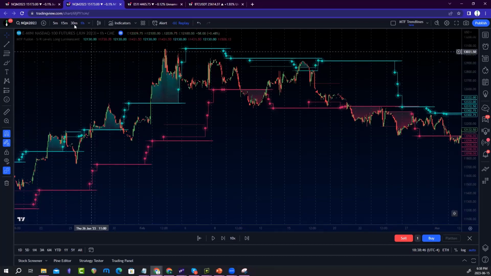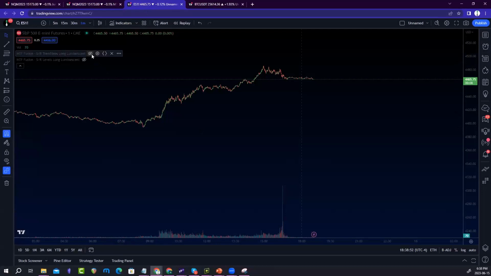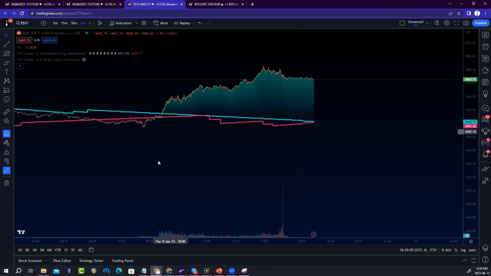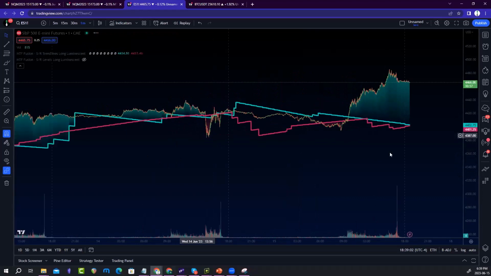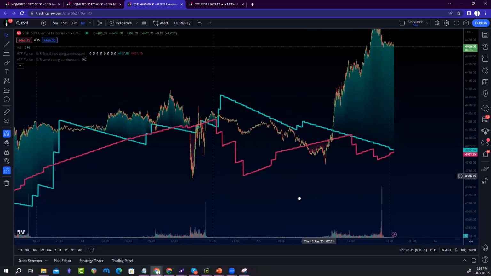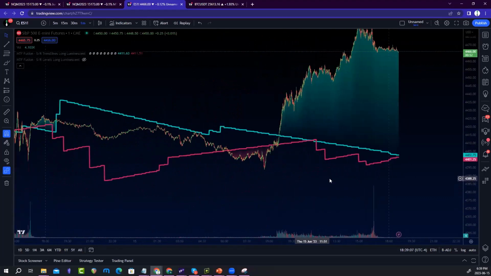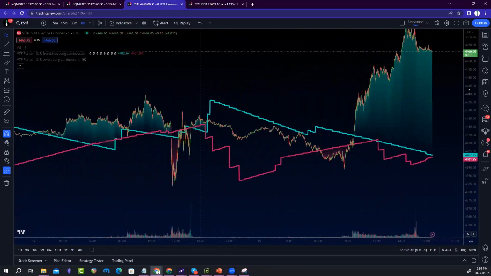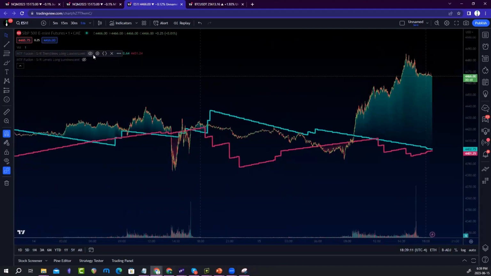So the next indicator we're going to look at now is the SR trend lines indicator. The MTF Fusion SR trend lines is a lot like SR levels, but instead of plotting levels, it's going to be plotting trend lines. So I'm on ES here. I switched over to ES on the 1 minute. And here is the SR trend lines indicator. Just like SR levels, it has the exact same settings.